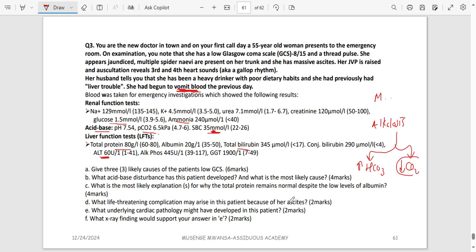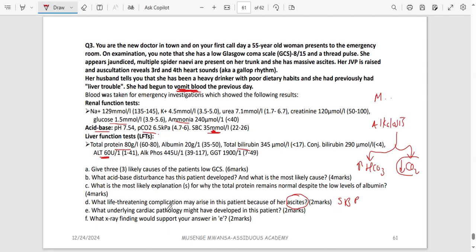What life-threatening complication may arise in this patient because of ascites? So ascites, the biggest complication of ascites is actually what is known as spontaneous bacterial peritonitis. There is inflammation of the peritoneum because of bacterial infection.